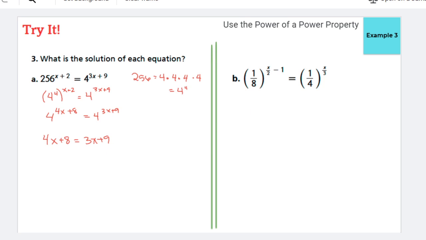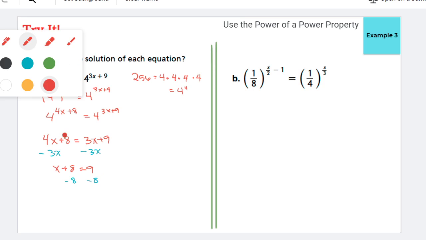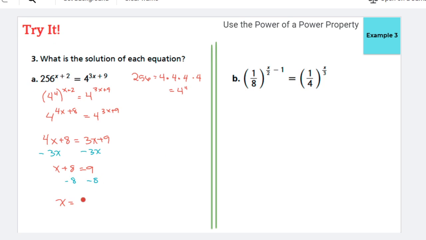And now this is just a normal Algebra 1 problem that we can solve. So I need to get everything with an x onto one side of the equation, so I'm going to subtract 3x. So this gives me x plus 8 is equal to 9. And then I need everything without an x on the other side of the equation, so I'm going to subtract my 8 from each side. And that leaves me with x equals 9 minus 8, which is 1.